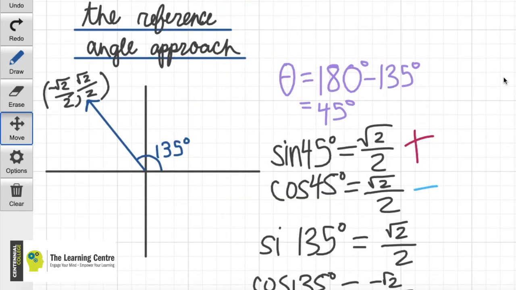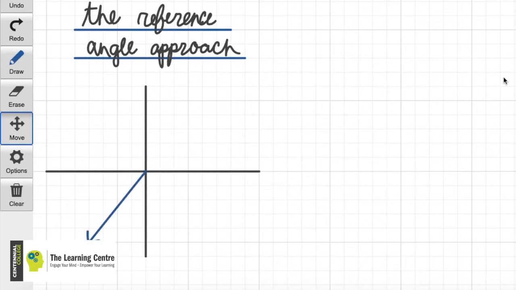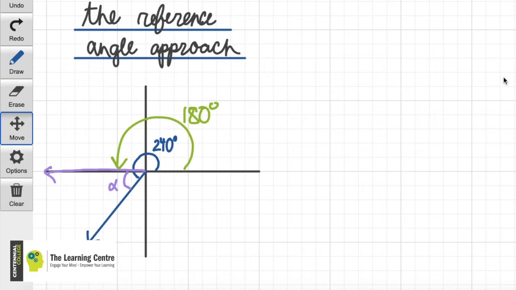Let's consider a different example, with the terminal arm lying in a different quadrant. Here we have 240 degrees. And we see that the reference angle lies in between the negative axis and the terminal arm. We will call this alpha. Once again, we have 180 degrees, and so naturally, alpha is equal to 240 degrees minus 180 degrees to give us 60 degrees.